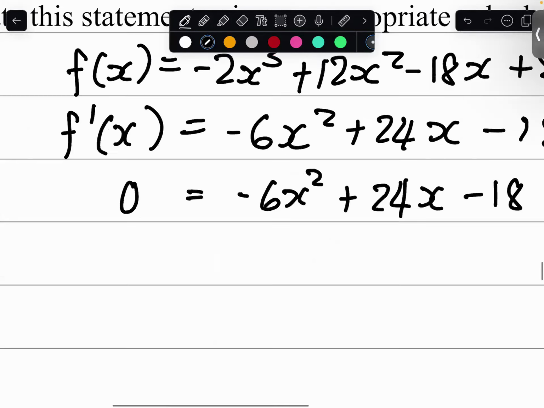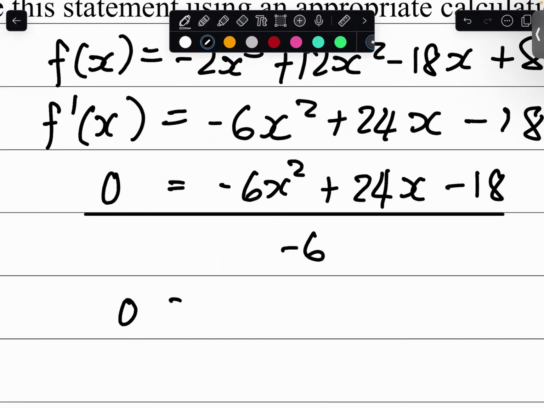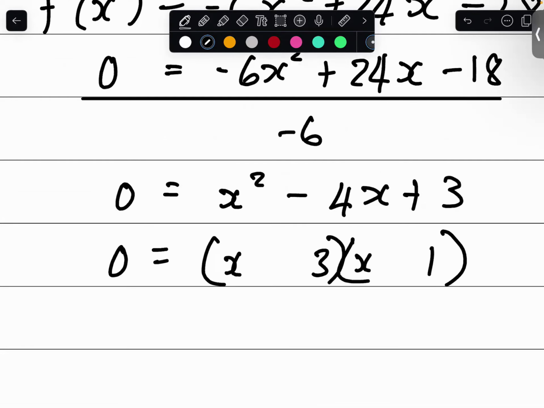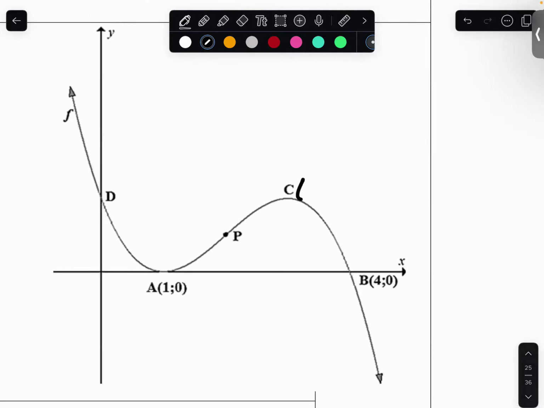All right. I'm going to divide right through by -6 just to make my life simpler. So this is 0 is equal to x squared minus 4x plus 3. When I factorize this trinomial, it's going to give me x and x, and 3 and 1, and a minus and a minus. x is equal to 3 or x is equal to 1. We know that this 1 belongs to A and we know that this 3 belongs to C. So C's x coordinate is 3.